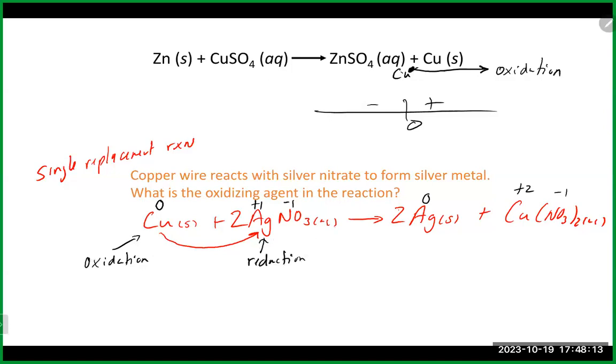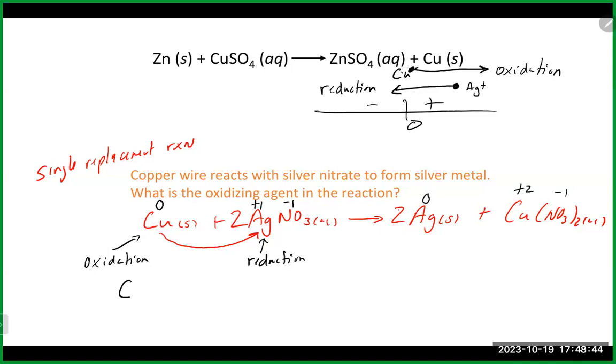And we know that also by going to the number line. Silver here is starting at +1 on the left-hand side, and it is ending at 0 on the right-hand side. They're becoming more negative. It is going through reduction. Any questions on that there? How about the nitrate? What's happening with that? Anything? Nothing. It's the same on both sides. So nitrate is not doing much in this case. In fact, it is a spectator ion.